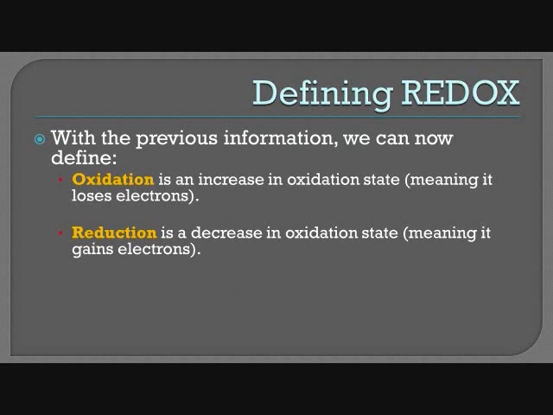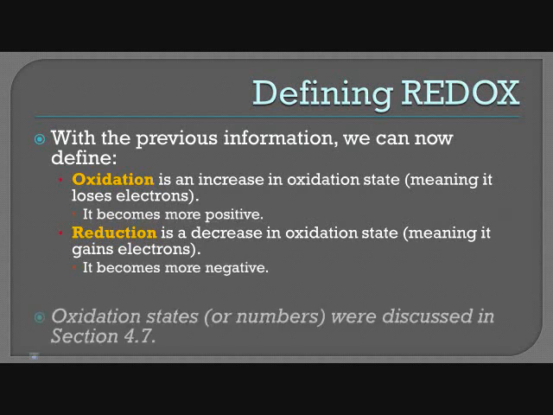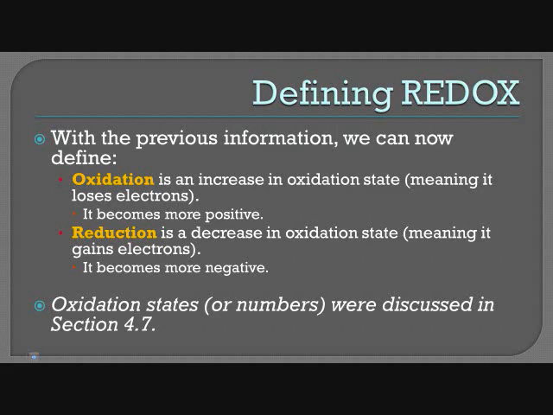Remember, we can define oxidation and reduction as: oxidation is an increase in oxidation state, meaning it loses electrons, and reduction is a decrease in the oxidation state, meaning that it will gain electrons. So when we say moving electrons around, something that helps people is that when it's oxidation, the charge becomes more positive, and when it's reduction, the charge becomes more negative.